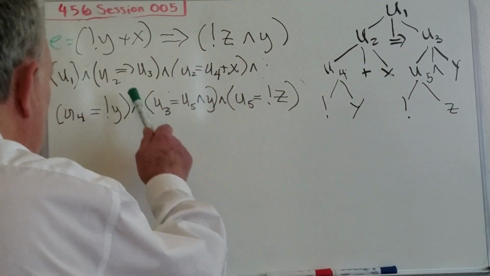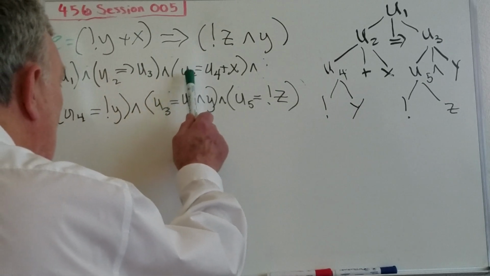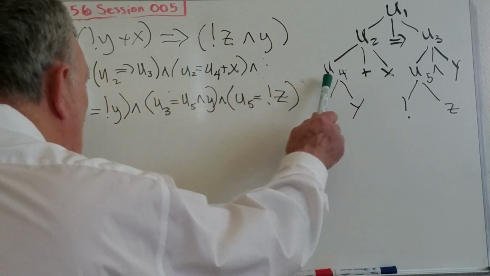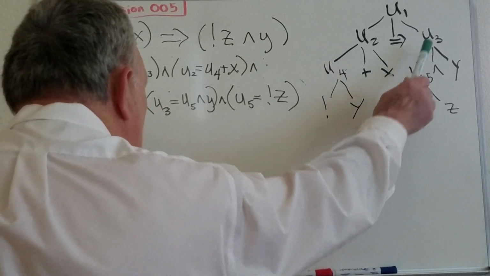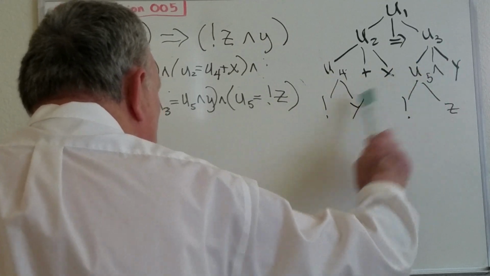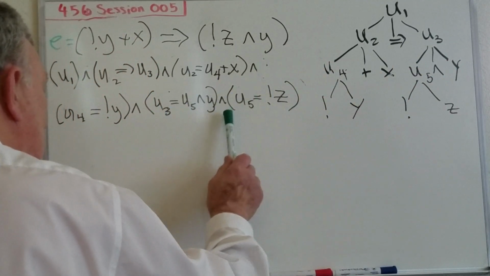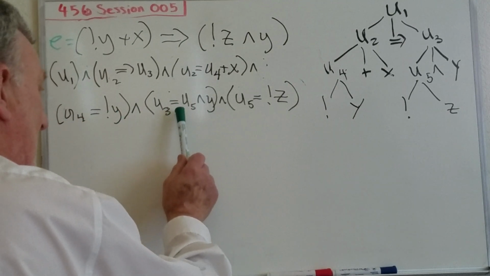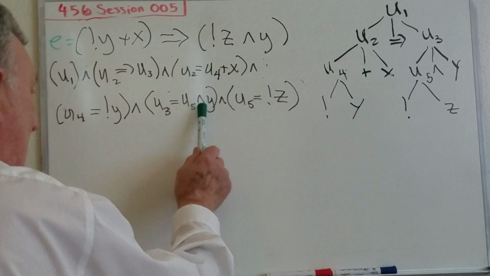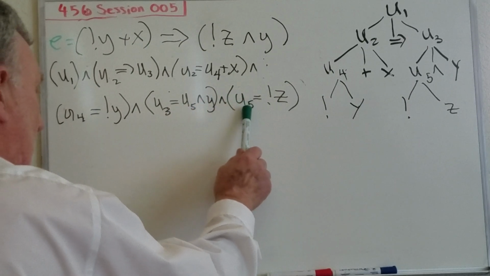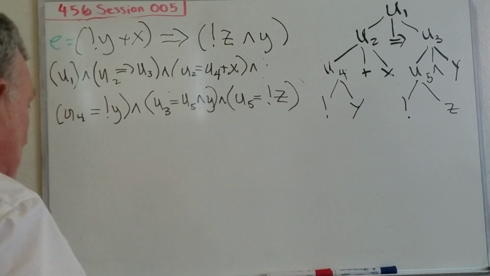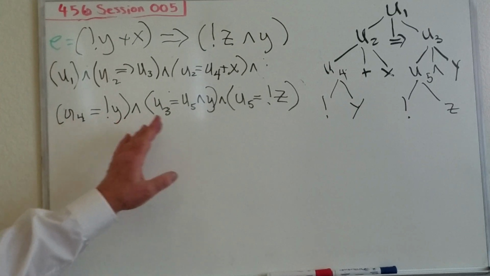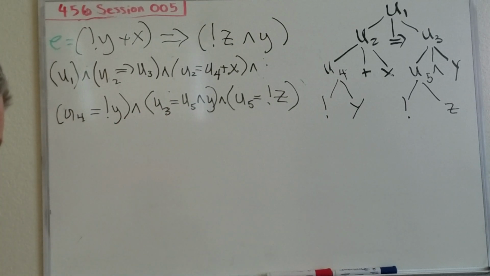So U2 must imply U3. U2 must equal U4 or X. U3 must equal U5 or Y. U4 must equal not Y. U3 must equal U5 and Y. U5 must equal not Z. Now each of these small clauses can be replaced by 1, 2, or 3 clauses of length no more than 3.